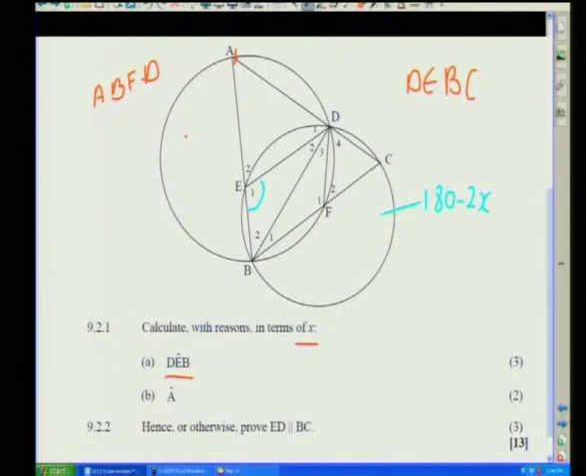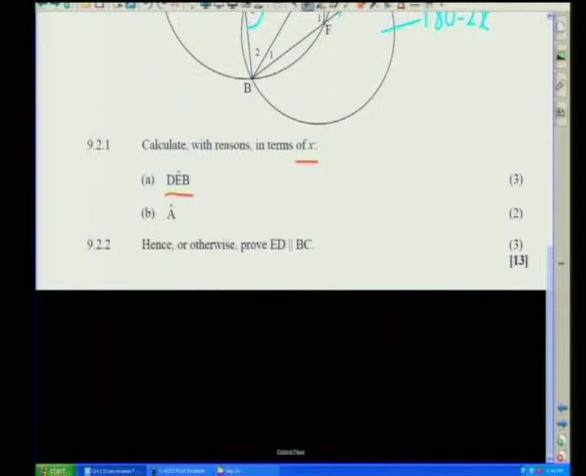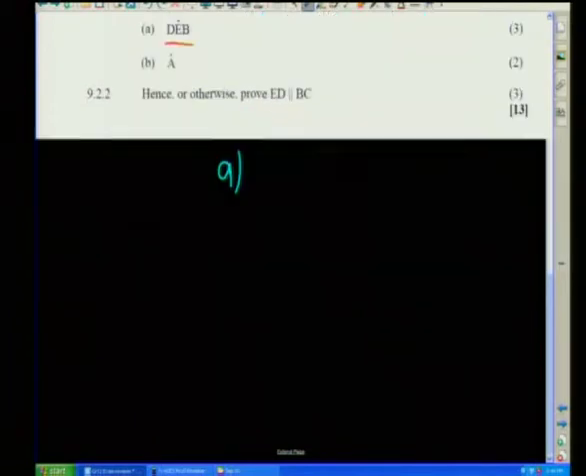There's different ways we could work it out, but possibly the easiest one is going to be from the fact that they've given us that F2 is 180 minus 2x. So if F2 is 180 minus 2x, and I know that FC is equal to FD, that means I can work out the value of angle C and the value of angle D. So let's write down the proof to this. This is 9.2.1, and this is part A. We're working out angle DEB.